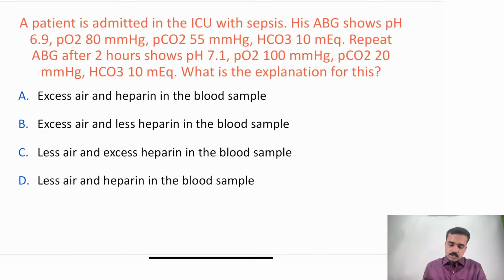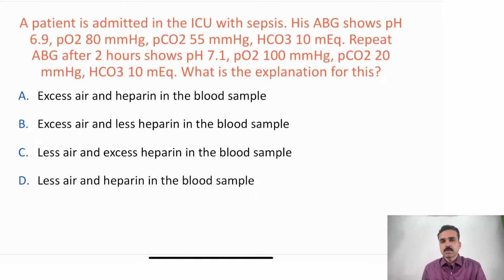Okay. Right, so again, an ABG question. ABG is showing pH 6.9, PO2 is 80, PCO2 is 55, bicarbonate is 10. Okay, and the repeat ABG, this was a November INI question. After 2 hours, the pH improved to 7.1, PO2 increased to 100, PCO2 ended up becoming 20, and bicarbonate remained 10. So how do you explain the second ABG?